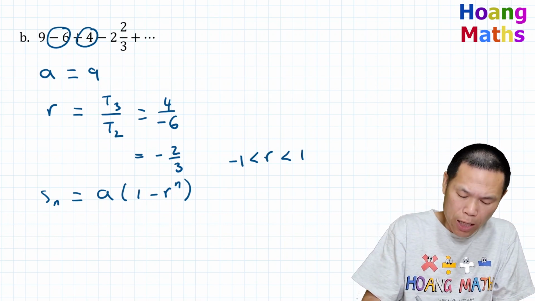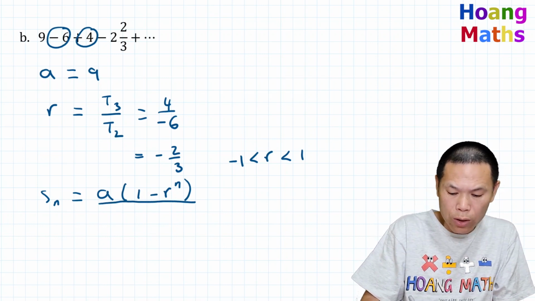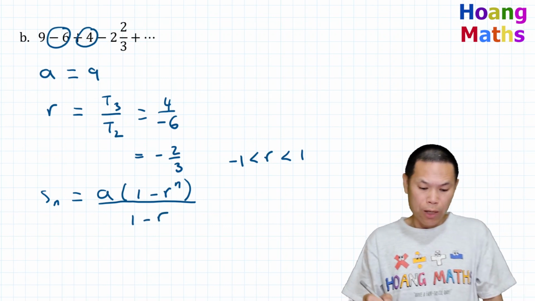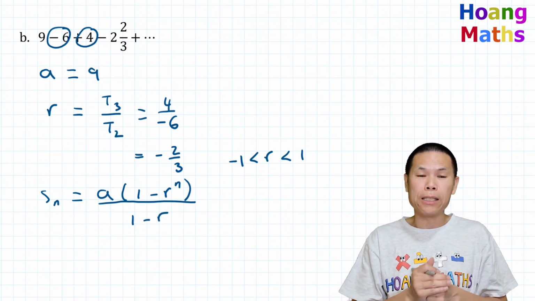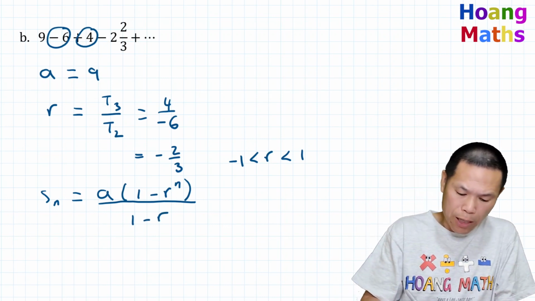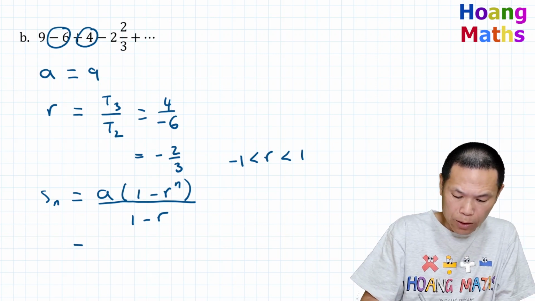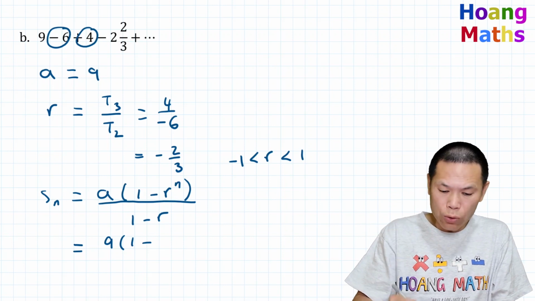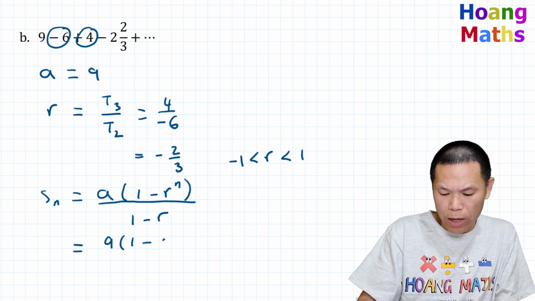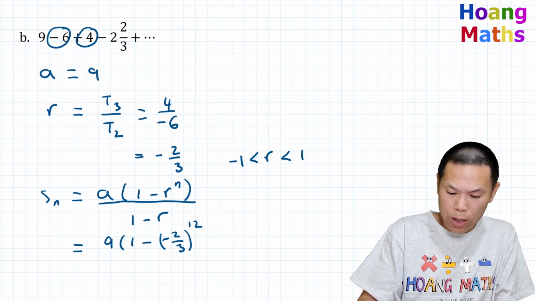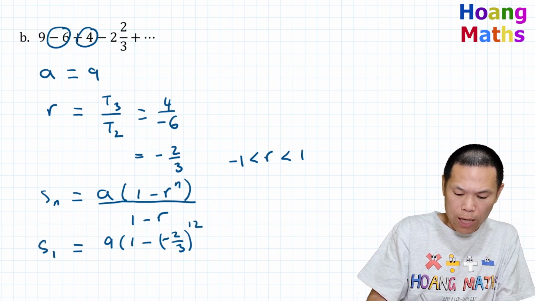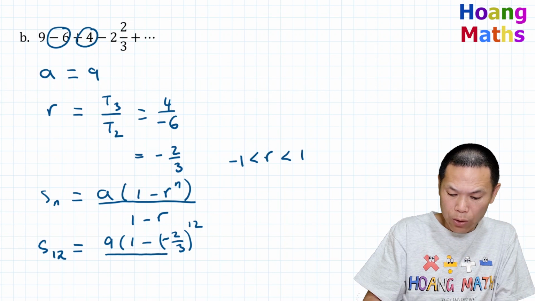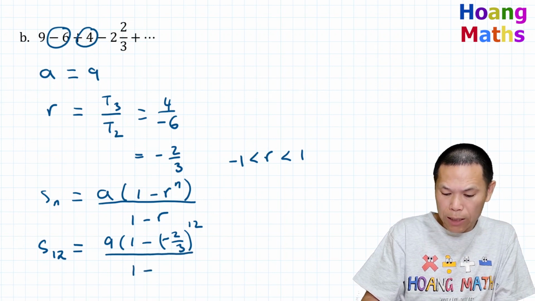Okay, keep that in mind. Of course, this one also has 1 minus r. So now we just replace the variable with the numbers here. So a is 9, and then 1 minus the common ratio, which is negative 2/3. So we have the bracketed term, of course, like this, to the power of 12, and we are after S of 12. Don't forget, over 1 minus negative 2/3.